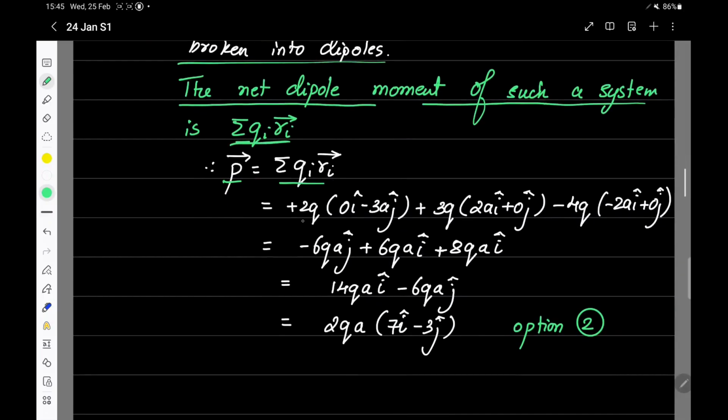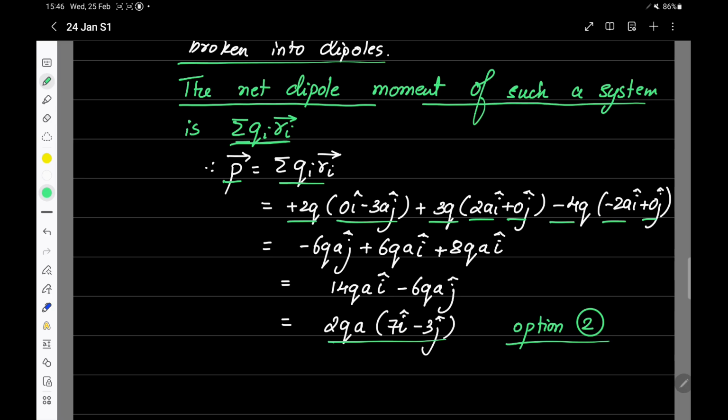Still, we have no choice but to apply this formula. So if you're going to apply this formula, this will be 2q into (0 i cap - 3a j cap) + 3q into (2a i cap + 0 j cap) - 4q into (-2a i cap + 0 j cap). I have just written their coordinates in vector form with respect to origin. And if you calculate this, this comes out to be 2qa into (7 i cap - 3 j cap), which corresponds to option 2, which will be our answer.